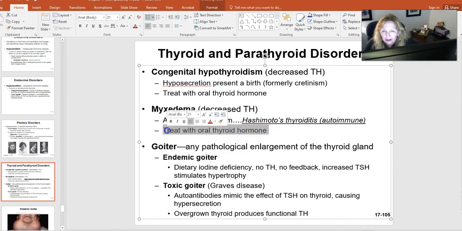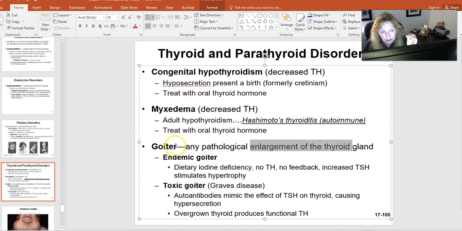Again, treating with supplementing a synthetic version of the hormones. It's called Synthroid or levothyroxine. So you just take it daily. Goiter, I had told you, is an enlarged thyroid gland. Just because you have a goiter doesn't mean you have a diagnosis yet. You've got to figure out why.